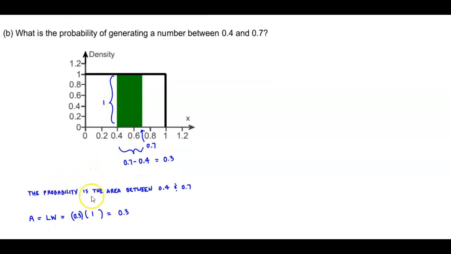So the probability is the area that's between 0.4 and 0.7. So to find the area of that, the length times the width, we know that the length is 0.3. And we multiply it by 1. So therefore, the answer is 0.3. So the probability of generating a number between 0.4 and 0.7 is 0.3. Or if we wanted to write that as a percent, we would take 0.3, multiply it by 100%, and therefore that would be 30%. So 30% would be the probability of generating a number between 0.4 and 0.7.